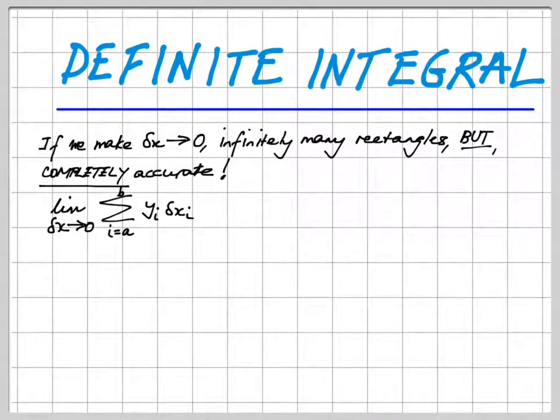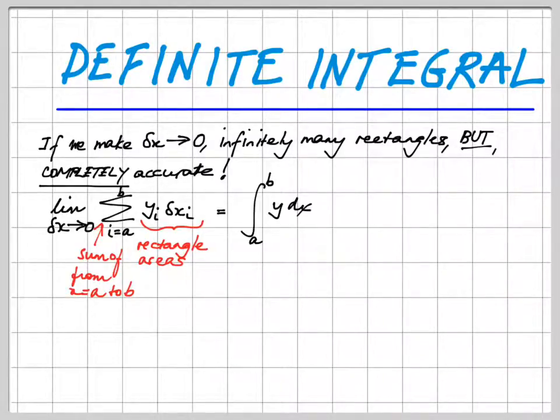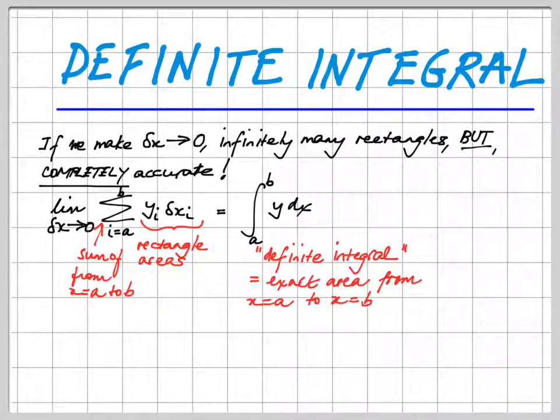And we said that the limit of that Greek capital sigma means the sum of. So the limit of the sum of all those rectangles, their y values times their delta x widths, where you go from A as a starting point in terms of your x right up to B. The limit of all that as delta x approaches 0 is called the definite integral, from A to B. And as I said, that's the exact area from x is A till x is B.